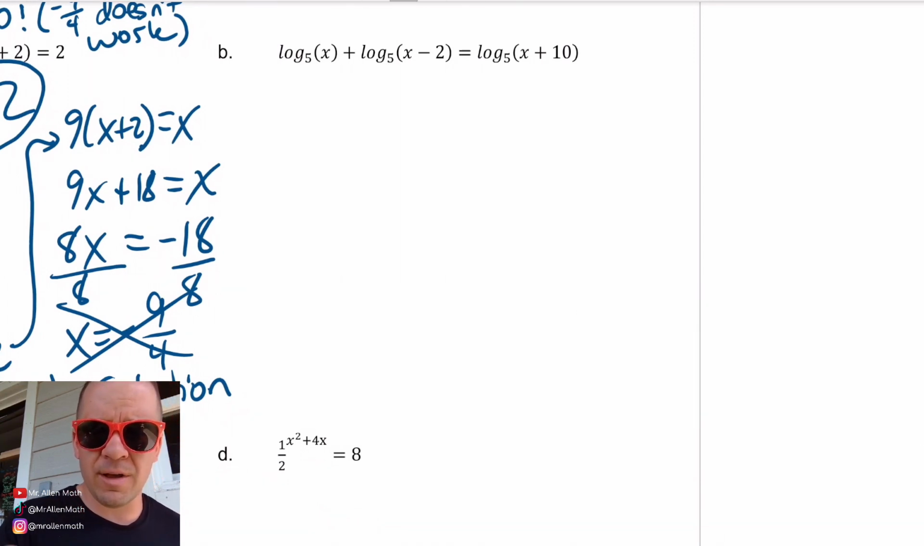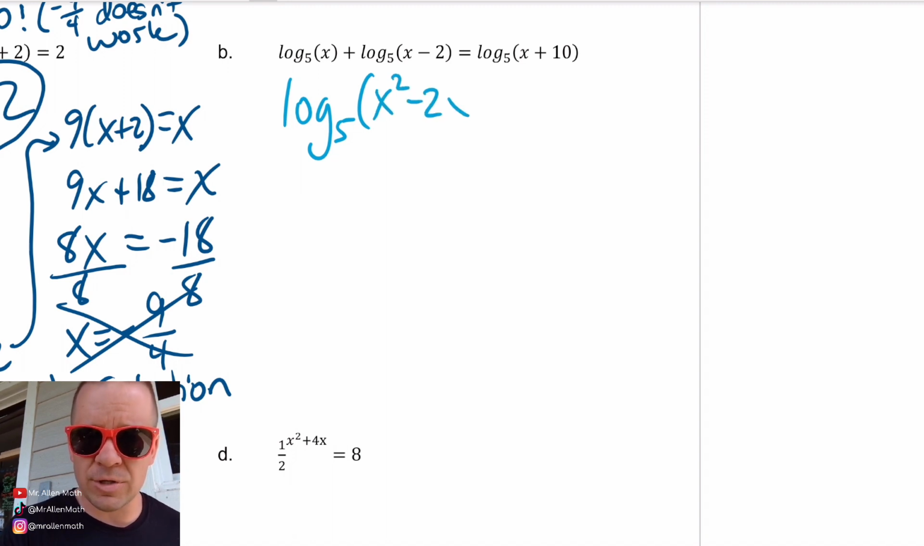Let's go with, I feel like I want some different colors here. What do I want? Let's go with this blue color here. This looks lovely. Okay, so we're going to condense the left-hand side. I get log base 5 of x times x, which is x squared, and x times negative 2, which is negative 2x, equals log base 5 of x plus 10.